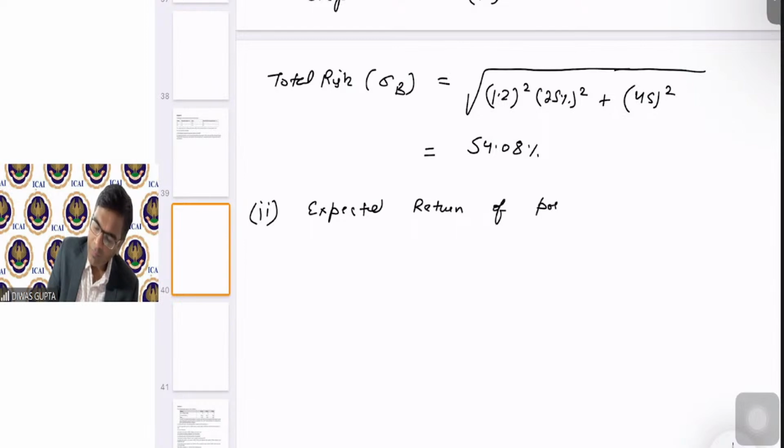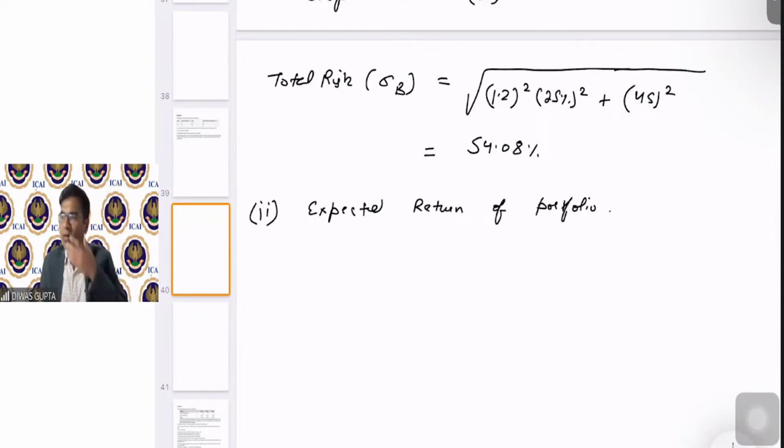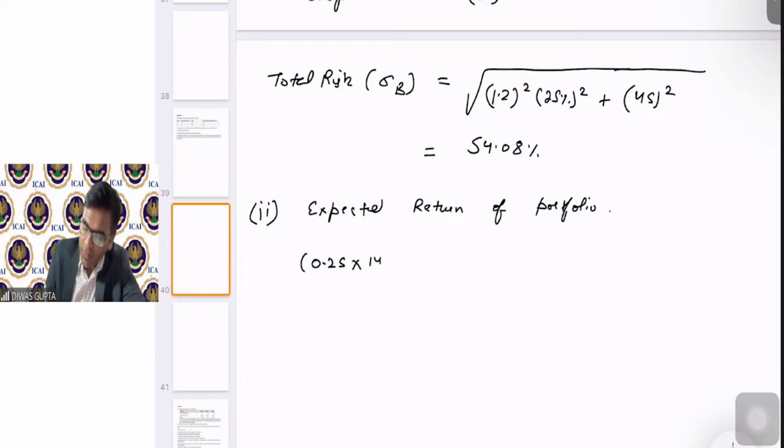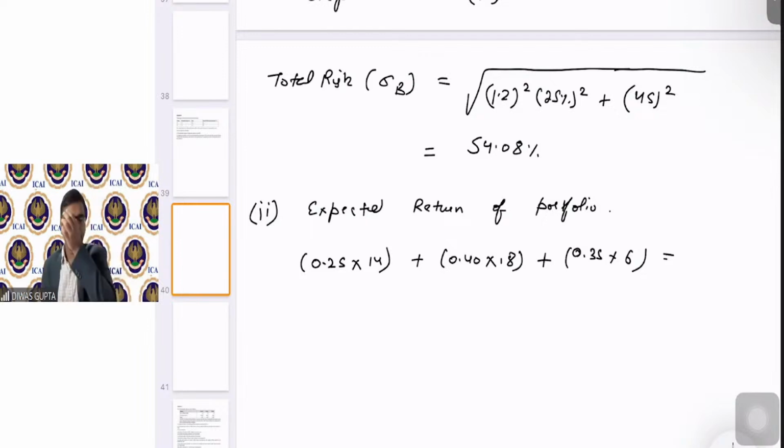So expected return of portfolio is what? So 25% for 14 plus 40% we will invest in B, which gives us 18%, plus another 35% we will invest, which gives us only 6%. Correct? So this is just a simple weighted multiplication and then addition of the amounts. So hence we will get a return of 12.8 from the portfolio.